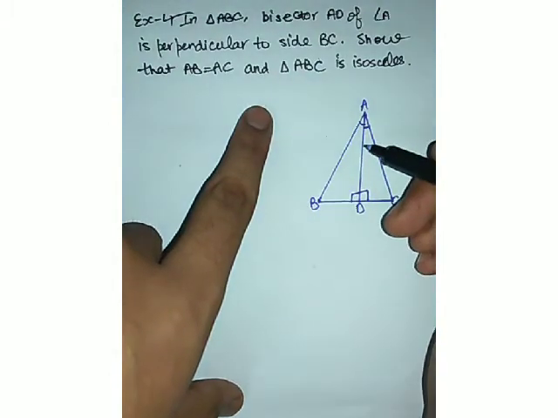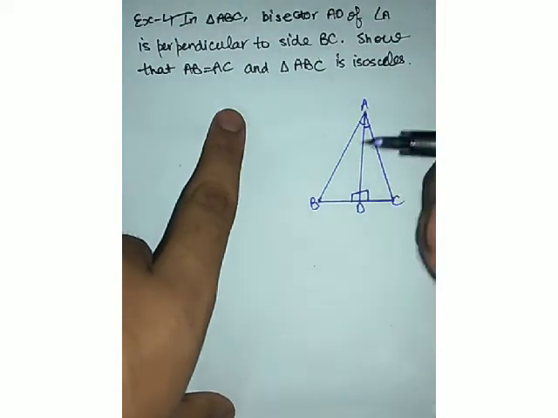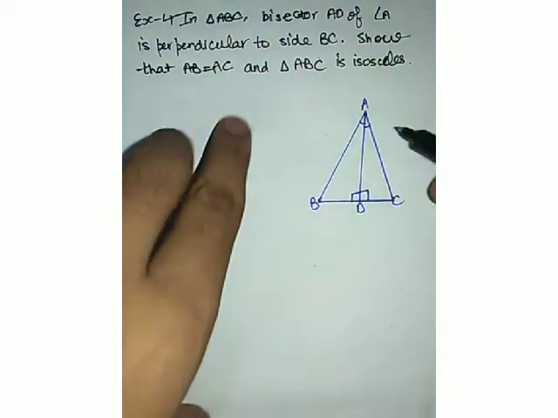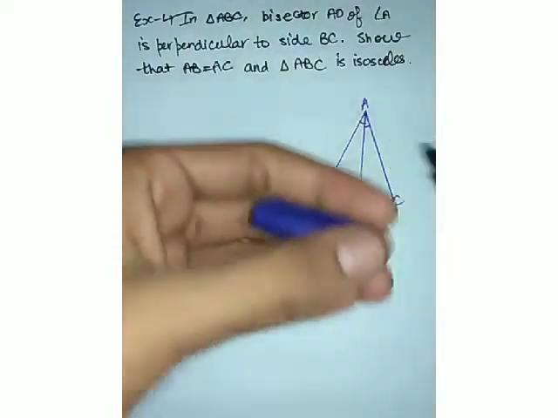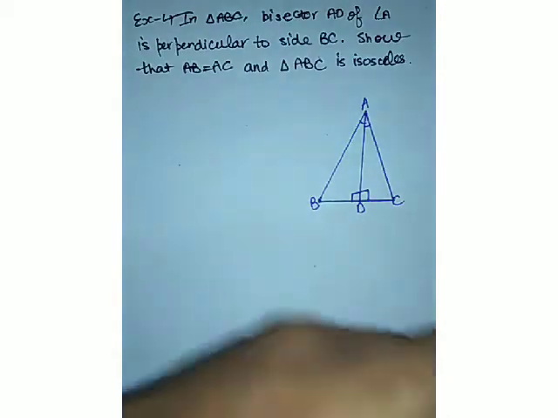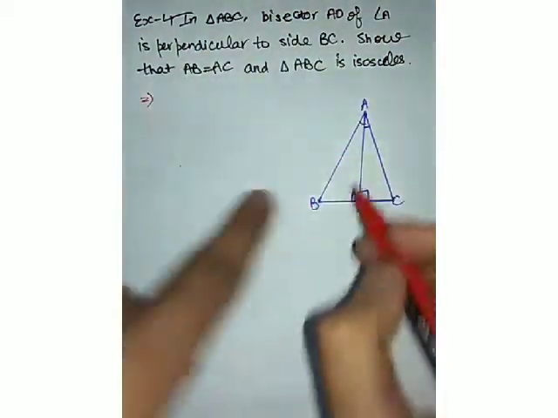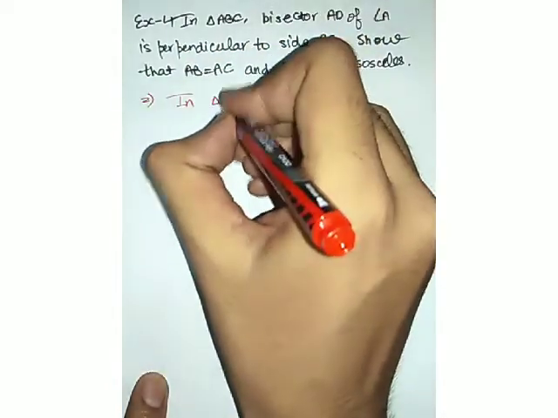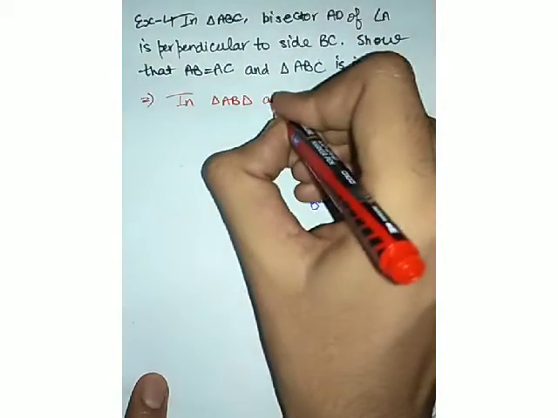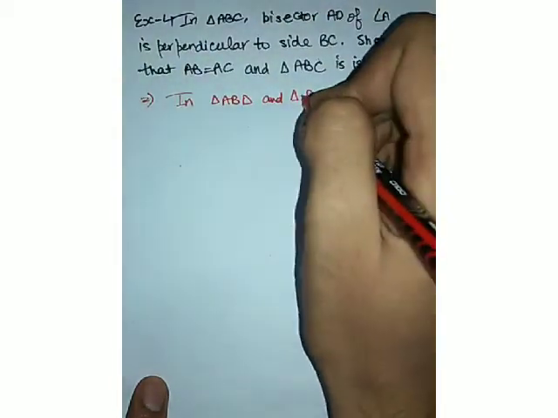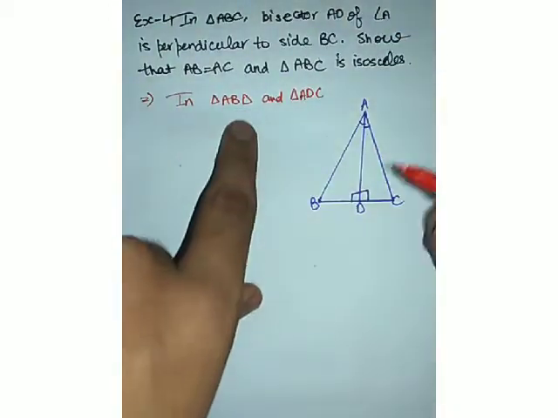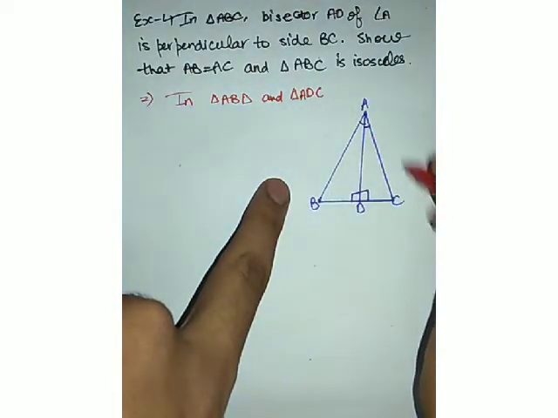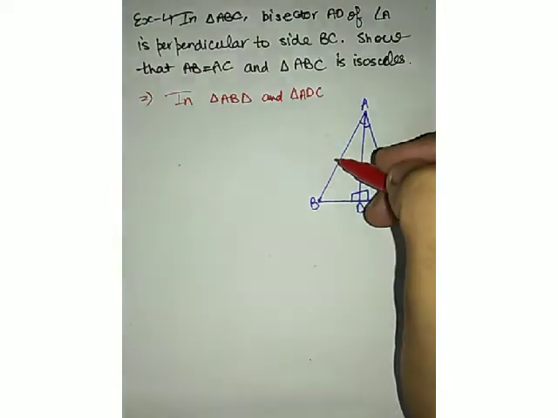Now you can clearly see that if AB is equal to AC, then automatically the triangle will become an isosceles triangle. We have just proved the theorem and we have to follow the same steps that we have just used. So let's start with the sum. Firstly, it's clear that we have two triangles, triangle ABD and triangle ADC. Now we have to prove that these two triangles are congruent to each other, right?